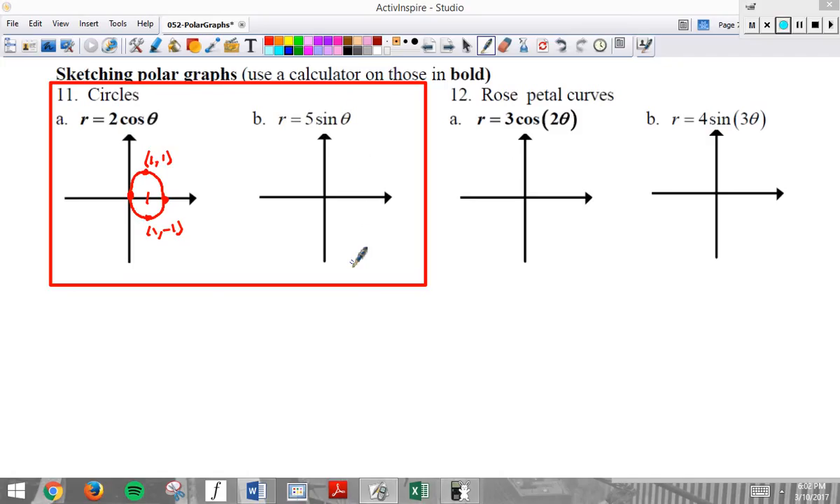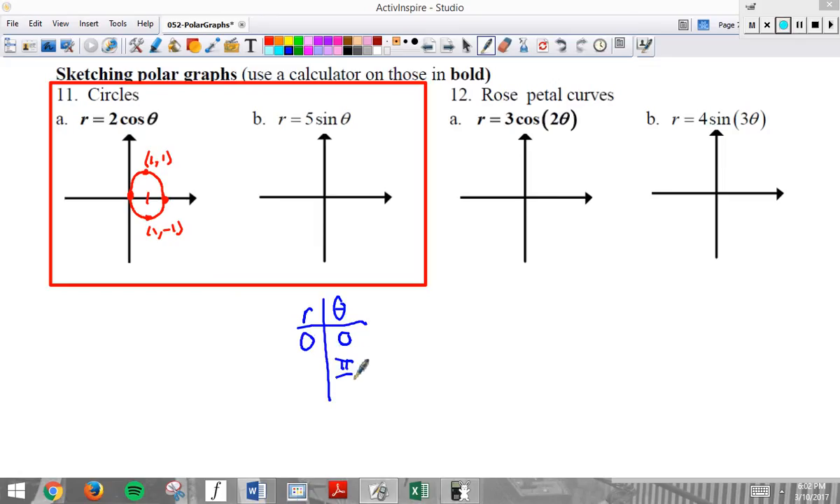Theta is the dependent variable, but unfortunately we want to think about this as, what am I going to do down here? R comma theta. And again, it's because I like doing R first. If you like doing theta first, that's fine. But I'm going to measure theta first. Let's try 0. It's a normal function. When theta is 0, sine of 0 is 0. 5 times 0 is 0.